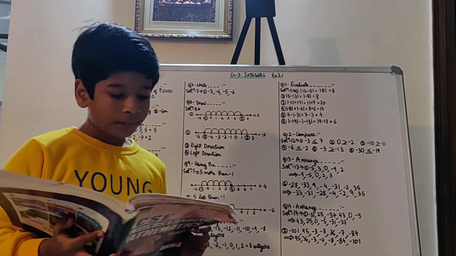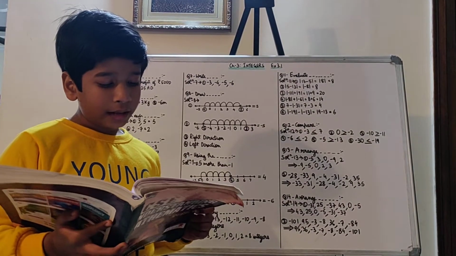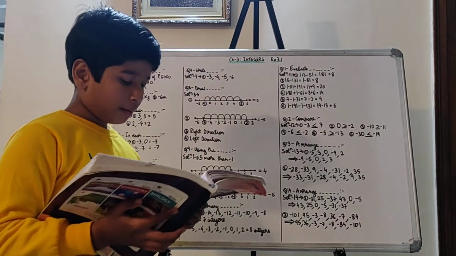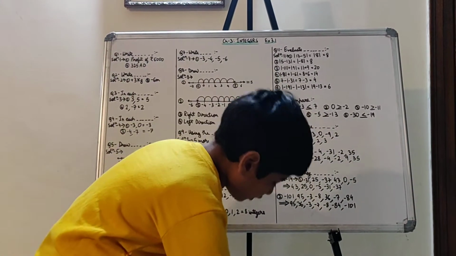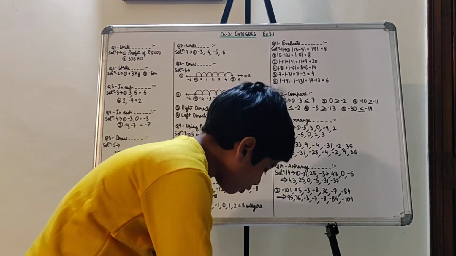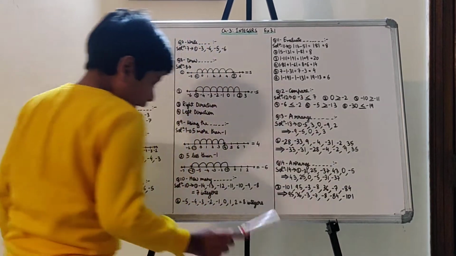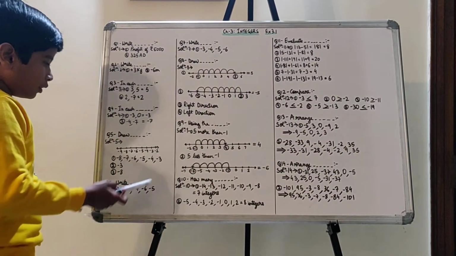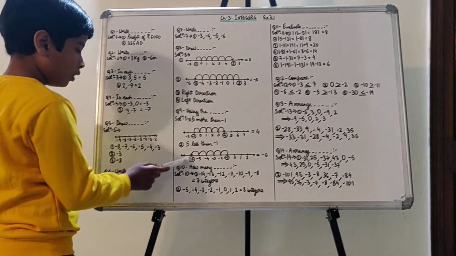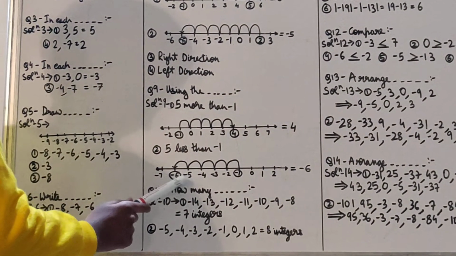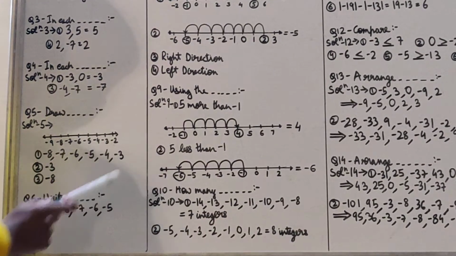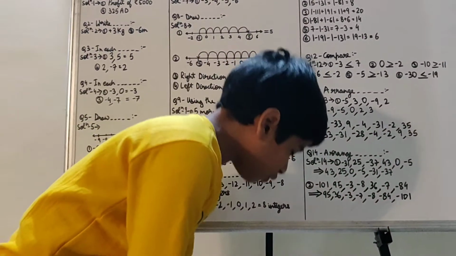Then the third one. Minus 7 is to the right of minus 6 on the number line. This is false, because minus 7 is to the right of minus 6 on the number line. This is false, as you can see over here. Minus 7 comes towards the left side of minus 6 on the number line. So this statement is also false.